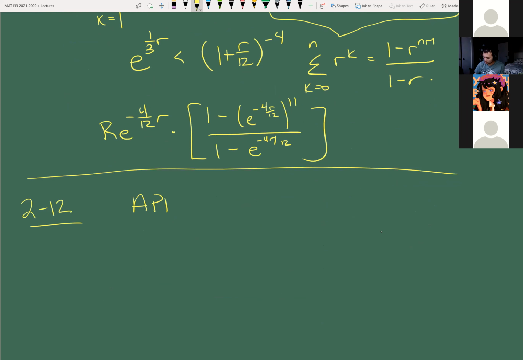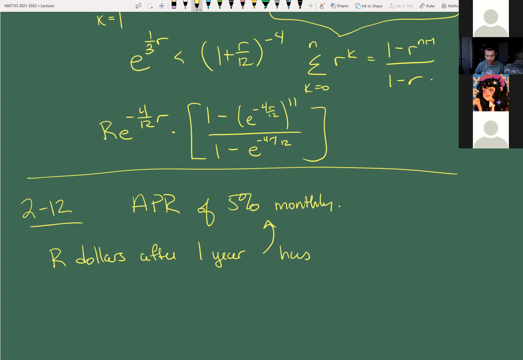So you have an APR of 5% compounding monthly. Anytime you do any of these questions, you usually want to look at how much money they make over a year. So a payment R after 1 year has how much money? How much money did that earn after 1 year? Yeah, exactly. Perfect. Does that make sense? Right, because there are 12 compounding periods.